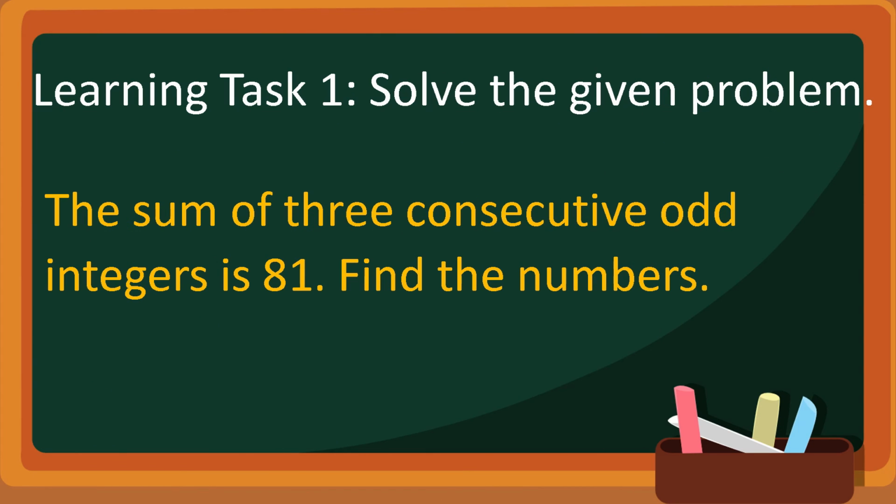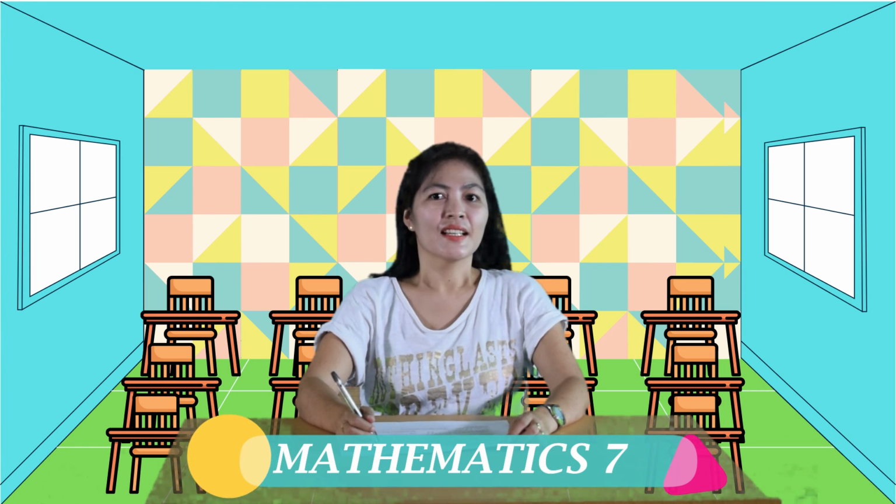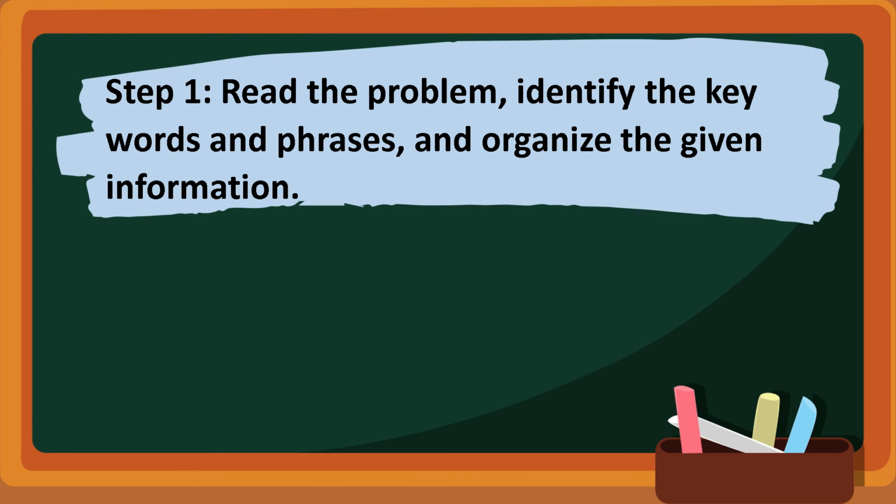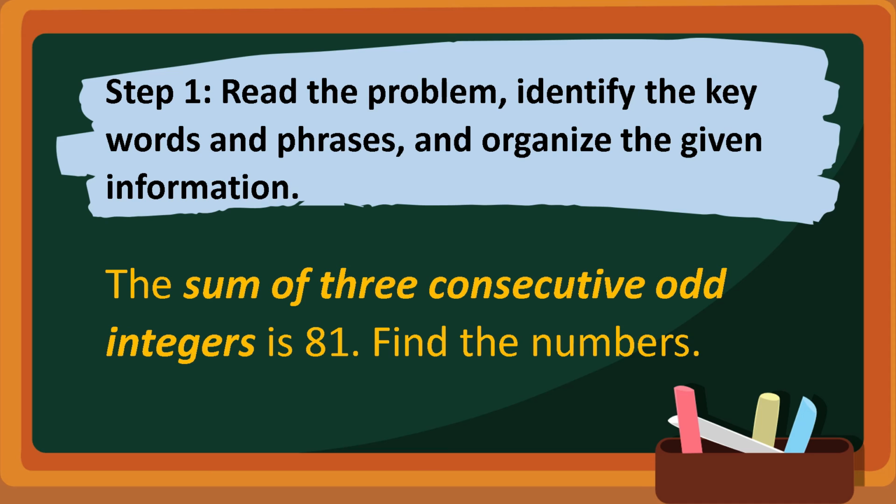Learning Task 1. Solve the given problem. The sum of 3 consecutive odd integers is 81. Find the numbers. Let me do this. Step 1. Read the problem, identify the keywords and phrases, and organize the given information. The sum of three consecutive odd integers is 81. Find the numbers.